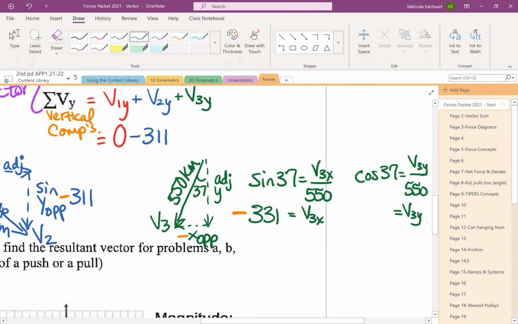So a quick lesson from vector 3, don't always use cosine for x and sine for y, because that's only if the angle touches the horizontal axis. You do the opposite if it touches the opposite axis. And so 550 times cosine 37, I get 439. But wait, there's more. What direction is this y component going? Negative. So I got to make sure that for quadrant 3, both components get a negative, right?